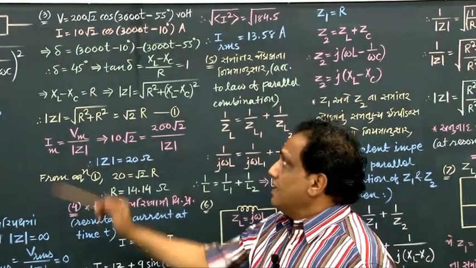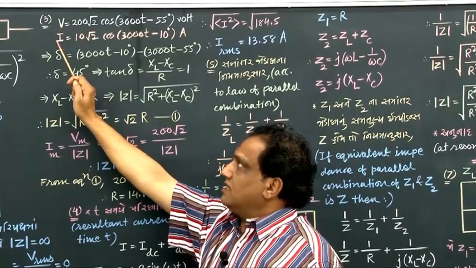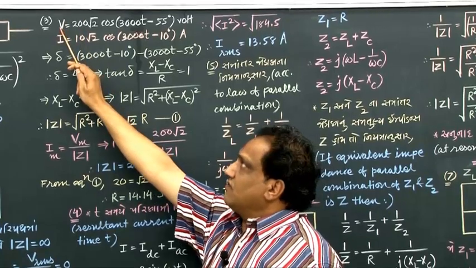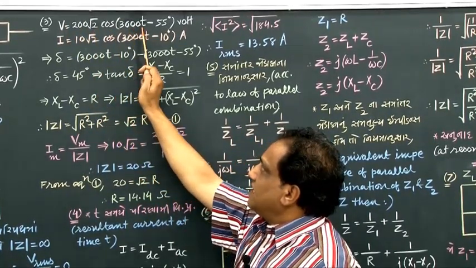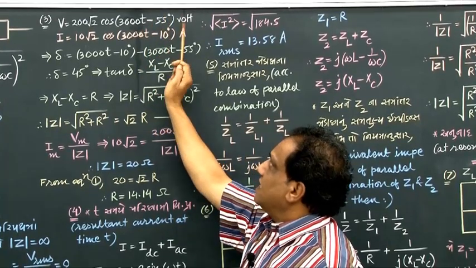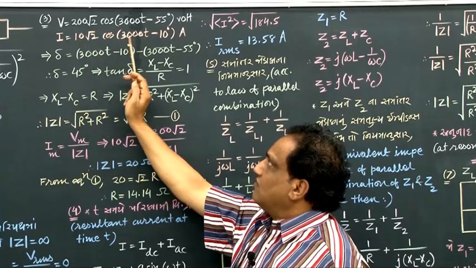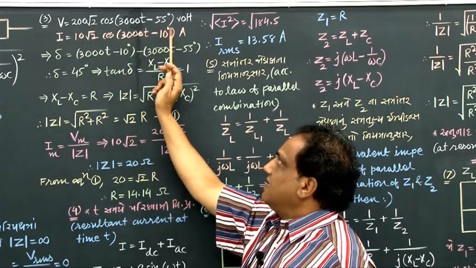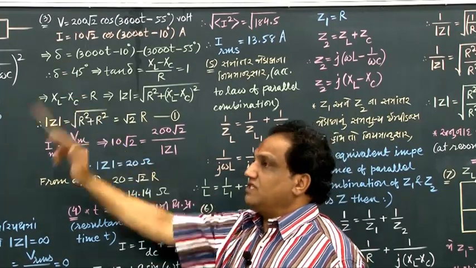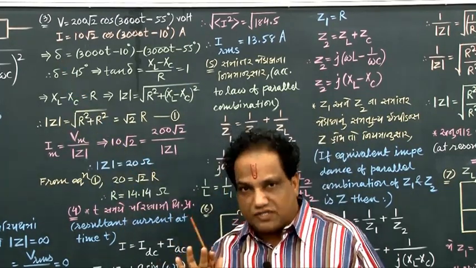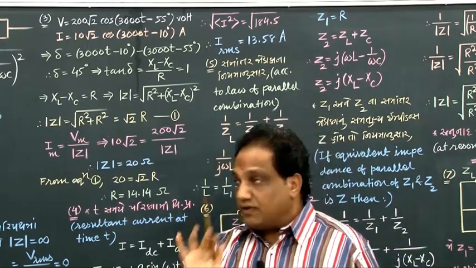Come on. They have given two equations. One is of voltage, another is of current. The voltage equation is this: 200 root 2 cos of (3000 t minus 55 degree) volt. The current equation is 10 root 2 cos of (3000 t minus 10 degree) ampere. And now suppose I require the phase difference between current and voltage. If you require the phase difference between current and voltage, you can find it this way.